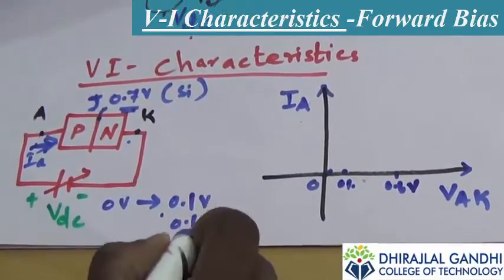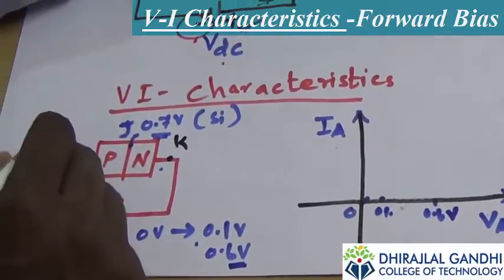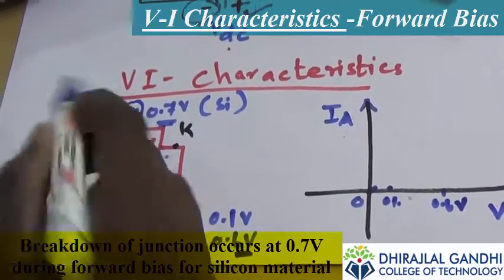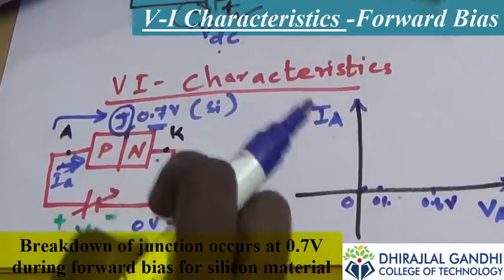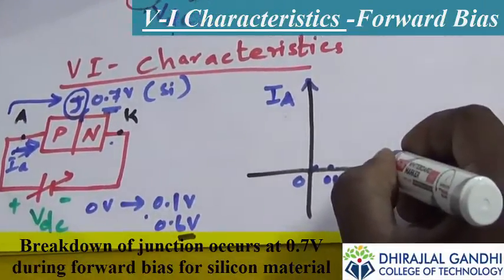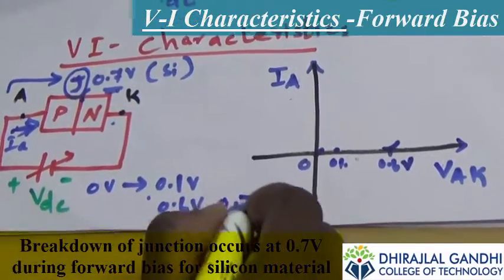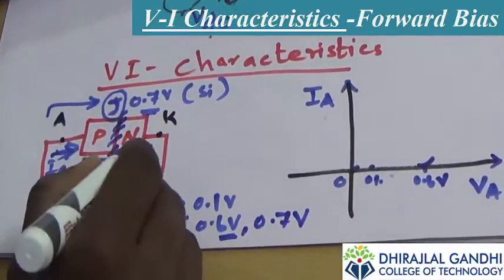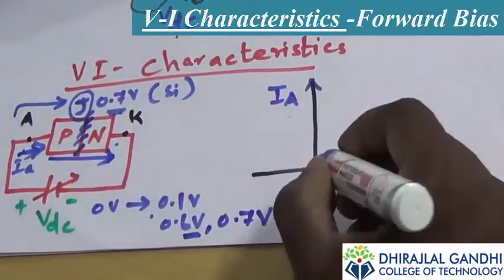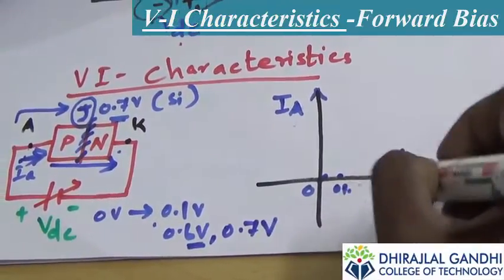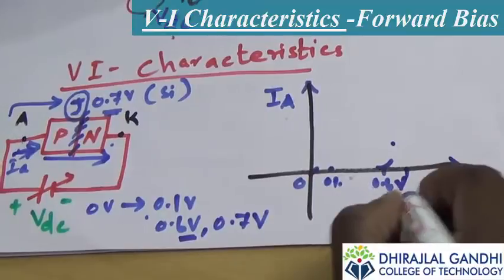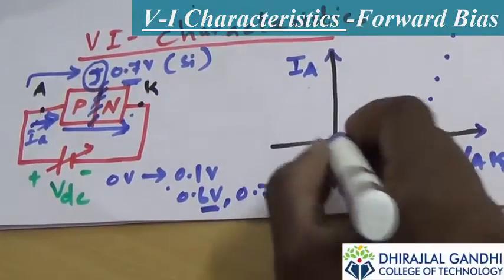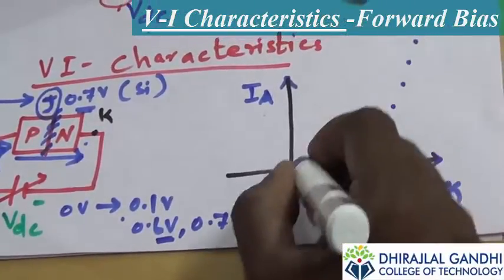Once it goes beyond 0.6 volts, the current slowly starts to flow from anode to cathode, because the strength of the junction is slowly weakened. Then the current starts to increase slowly. Once it crosses 0.7 volts, the junction breaks down, and the current flows from anode to cathode. After 0.7 volts, the current will increase linearly. The voltage remains constant, only the current increases.